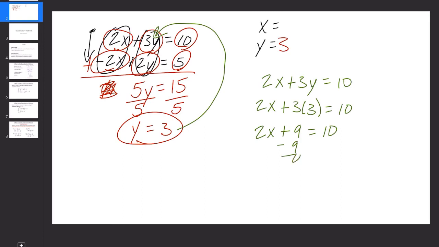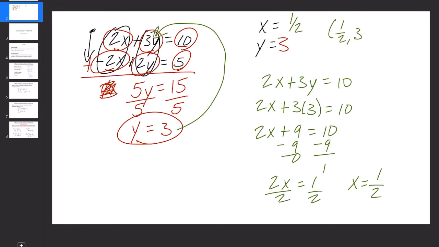Minus 9 on both sides: 10 minus 9 is 1. So 2x equals 1. x equals 1/2. And our answer here will be 1/2, comma 3.